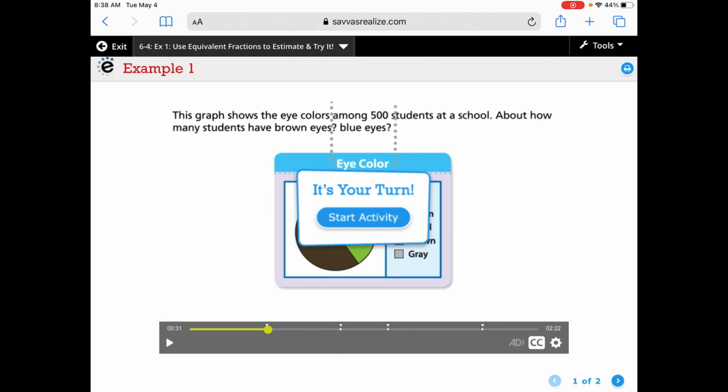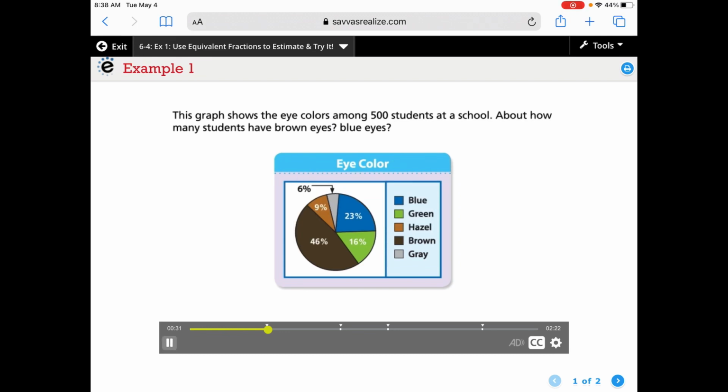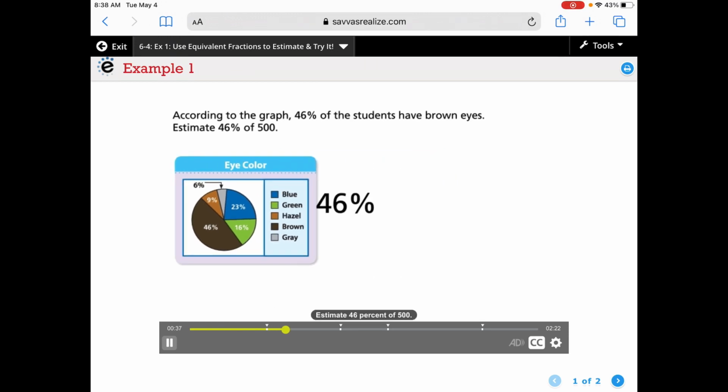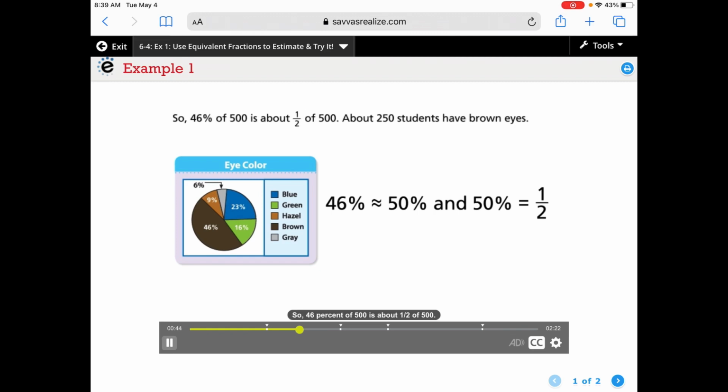And then for blue, it was 23%, which is roughly a quarter of that. So you could say that that's about 25%, meaning that that's half of a half. So we could say 125 students roughly have blue eyes. According to the graph, 46% of the students have brown eyes. Estimate 46% of 500. So 46% of 500 is about 1/2 of 500. About 250 students have brown eyes.